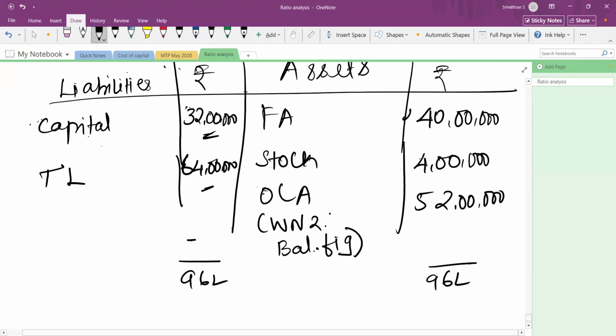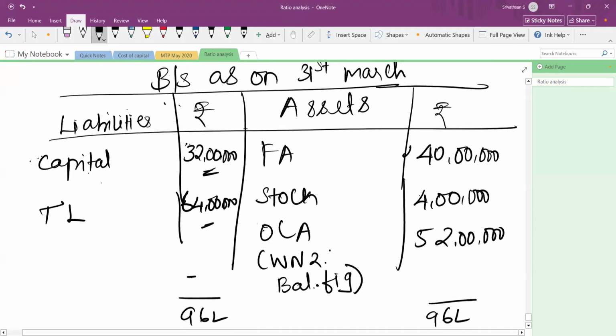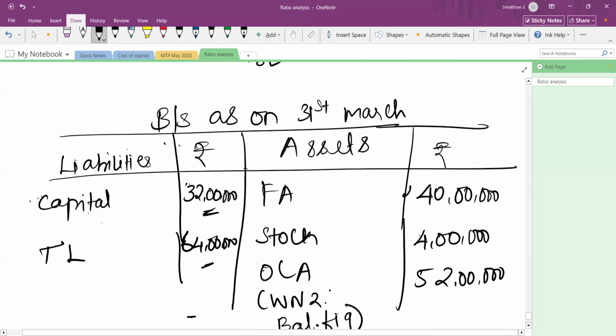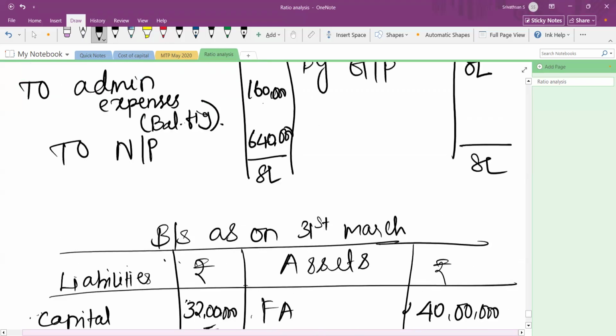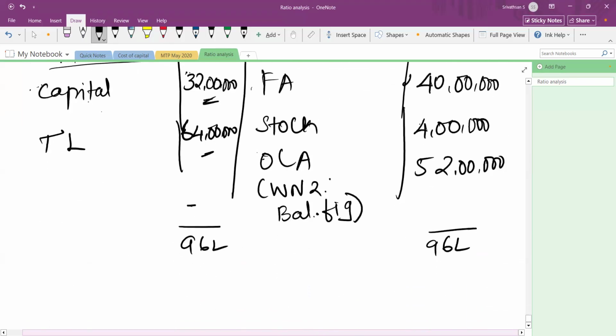Clear? Since we are calculating all the missing figures, it is assumed that the net profit is included in the capital employed itself. This 32 lakh is inclusive of it. That is what we have to assume because in your textbook they have not added it. Not only in this question, in any of the questions they have not added it. Did you all understand how we got 64 lakh? Clear?